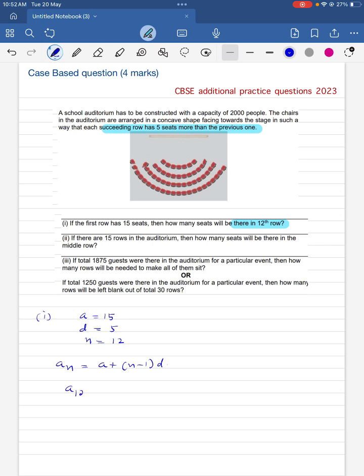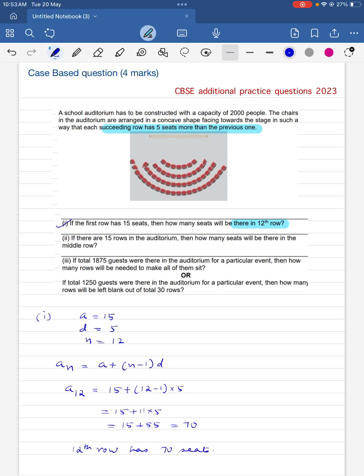Now here I have to find the value of A12, which is 15 plus 12 minus 1 into 5. That is 15 plus 11 times 5, which gives me 15 plus 55, which is equal to 70. So the answer to the first part of the question is the 12th row has 70 seats. Okay, so we are done with the first part.